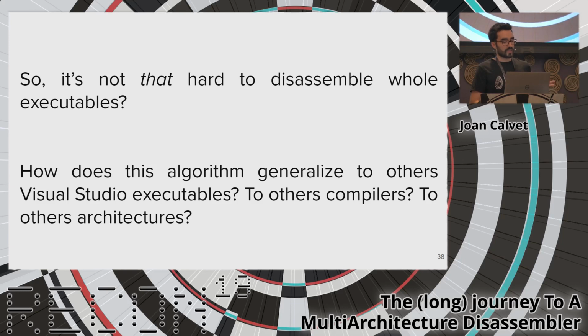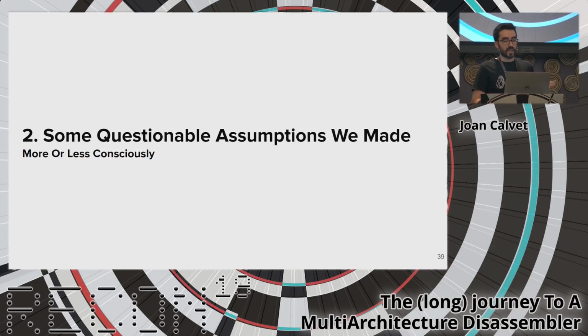But how does this recursive algorithm generalize to other executables coming from the same compiler, from other compilers, or compiled for other architectures? Of course, there is a usual problem with recursive disassemblers. Control flow cannot always be followed. And we'll come back to this later, but that's actually only one of the problems with the previous disassembly algorithm. Because we made a series of questionable assumptions during this manual disassembly, and I'm going now to explore a few of them.